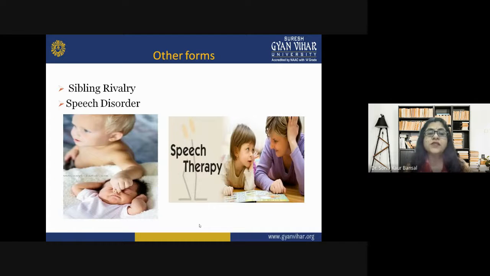Then other forms can be sibling rivalry. If one child is not so elder and another child comes into the family, and the parents' full attention goes to the newly born baby, the other child feels insecure about that. This sibling rivalry really causes great behavioral disorder. Then speech disorder may be there, where the child is not able to speak properly, so speech therapy is given to them.